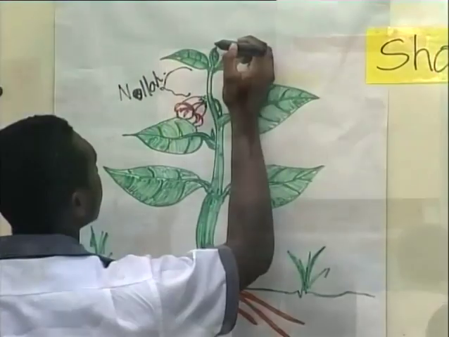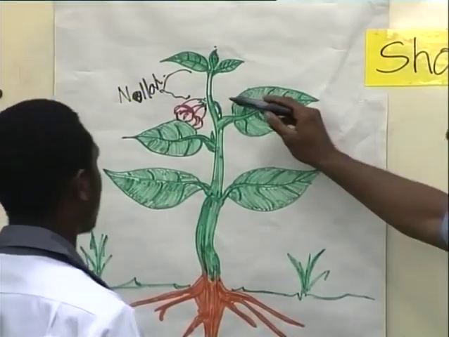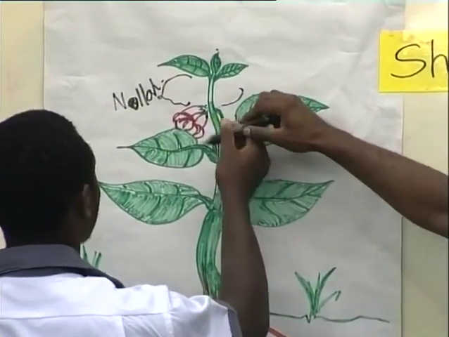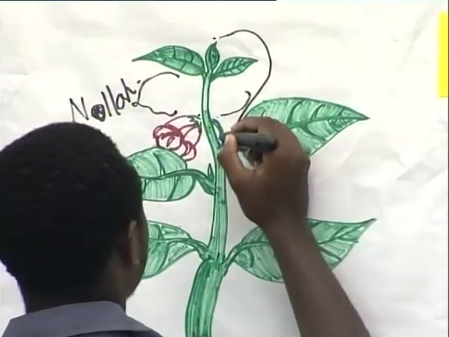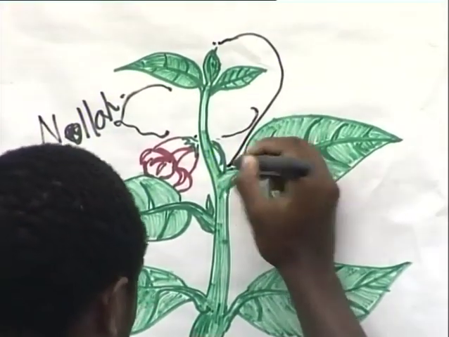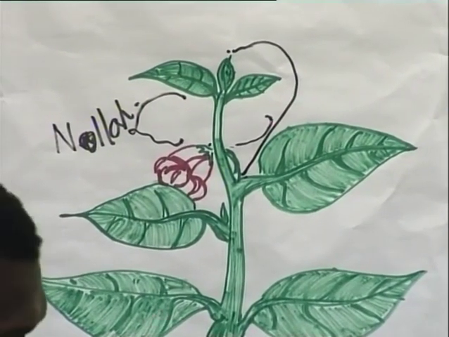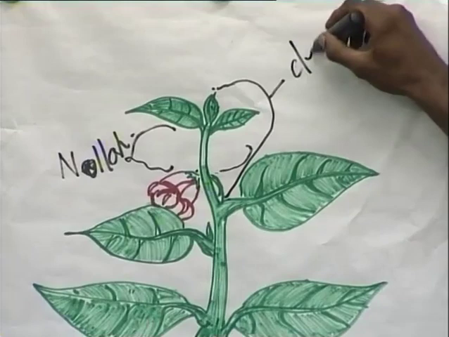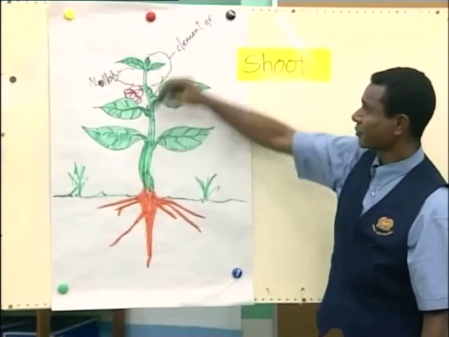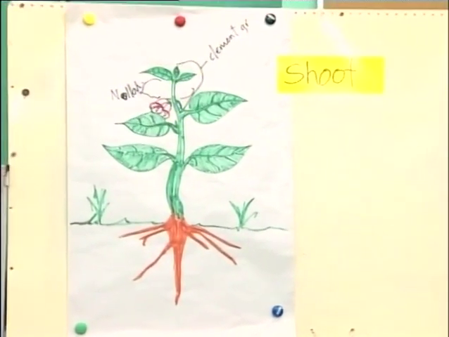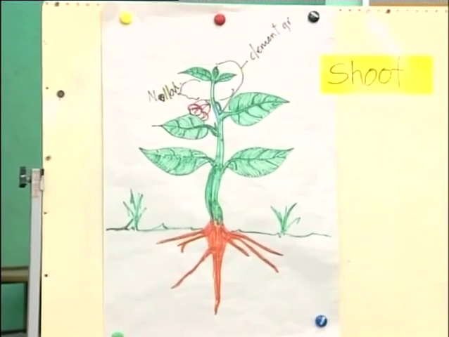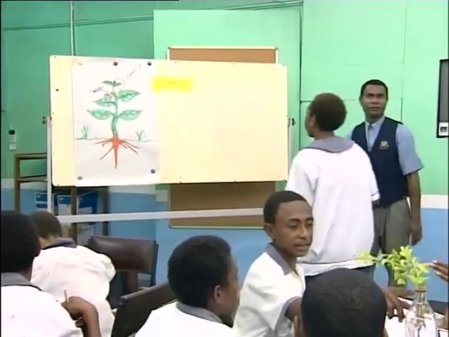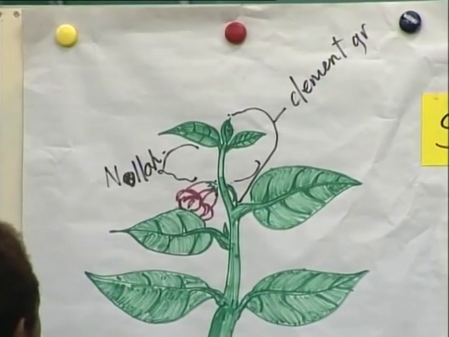Evelyn? From here. Okay, go. Here. Okay, go. Okay. Thank you, Clement. Clement's group. Evelyn. Okay, we'll have Evelyn. Let us look at your plant. What do you think is the shoot?